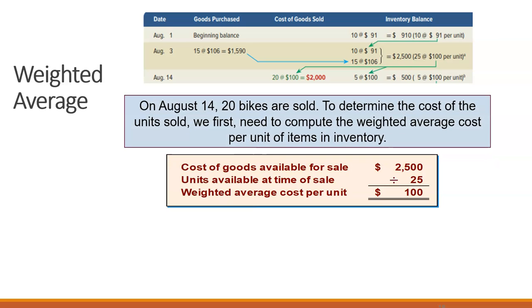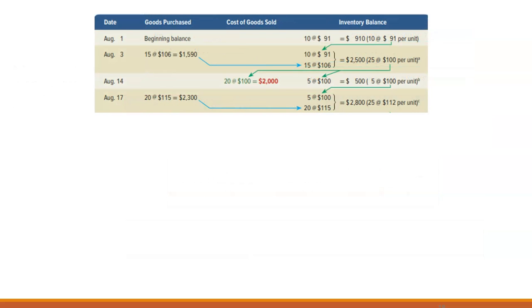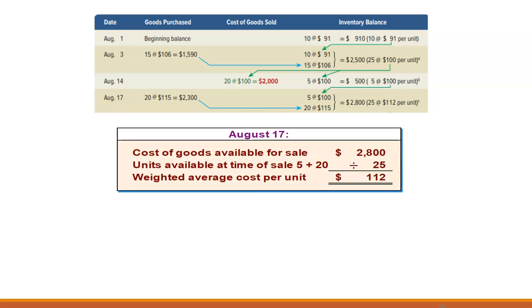So then on August 14th, when we sell those 20 bikes, we have the weighted average cost instead of the first or last costs. And we would update that cost every time we purchased inventory. So then we purchased bikes on August 17th. That brings our inventory up to 25 bikes, 5 at $100 and 20 at $115. We add up the total amount, divide it by the number of bikes that we have on hand, and get a weighted average cost per unit of $112.